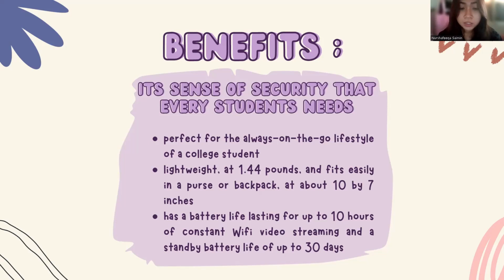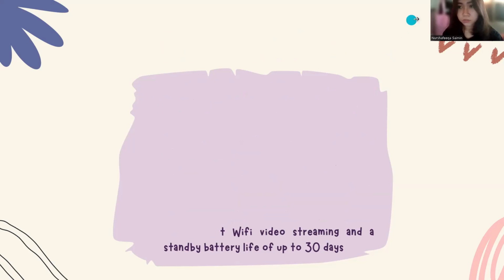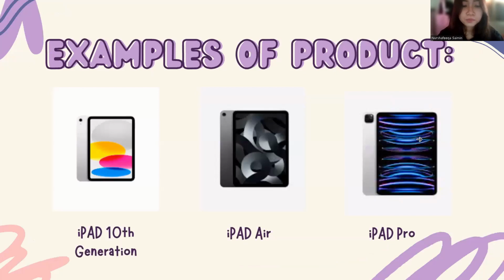Additionally, if your iPad is lost or stolen, the app Find My iPad uses the GPS built into the device to locate it for you, making it a more secure choice than laptops or notebooks without this capability. Now, here are some examples of the product, which is the iPad. There is iPad 10th generation, iPad Air, and iPad Pro.